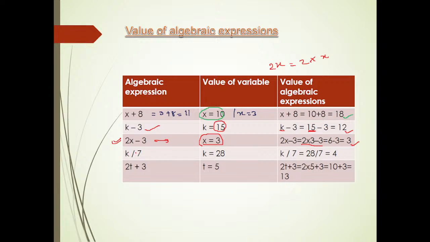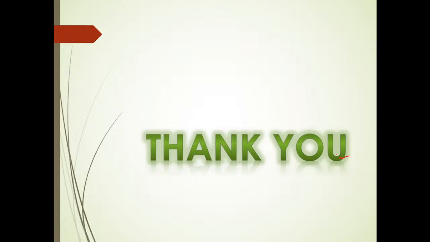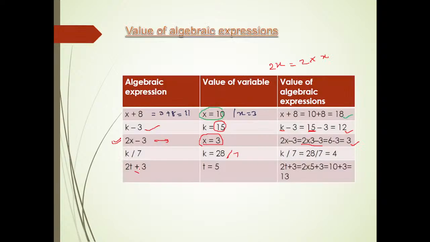K by 7. It's nothing but k divided by 7. K is equal to 28 divided by 7. So 28 upon 7 that is equal to 4. So 2t plus 3. So here t is given as 5. 2t means 2 into t, 2 into 5 plus 3, that is equal to 10 plus 3, that is equal to 13. Okay. This is the basic algebra which we are learning in 6th and it is a recall for 7th standard also.